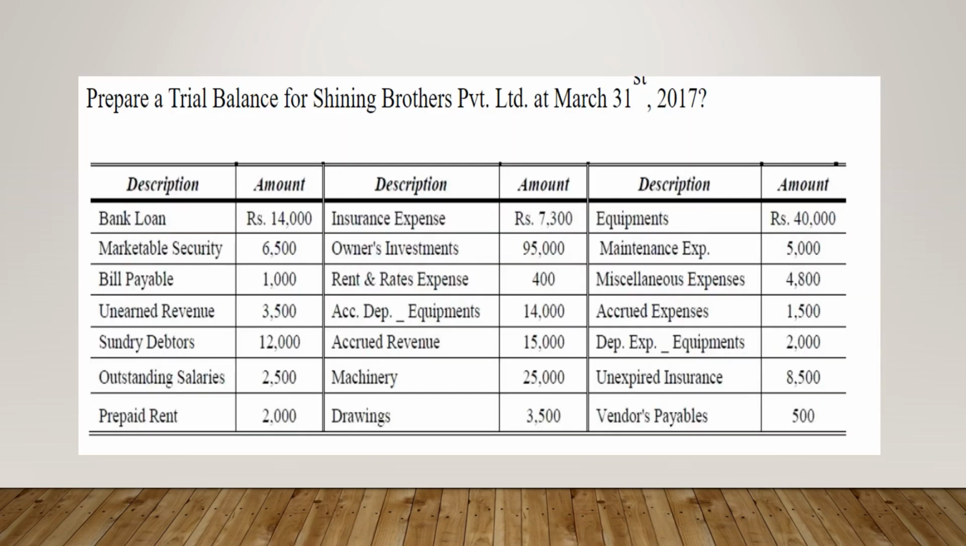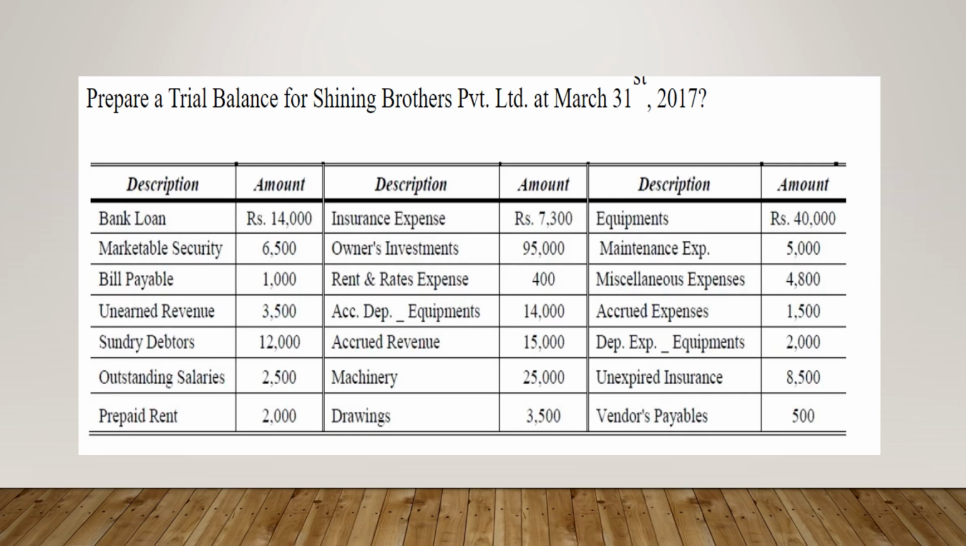Okay, so here is one question to solve so that we can learn how to prepare a trial balance. As I told you, there is always a date specified because we always write the date on the top, as to at which date we are preparing a trial balance. So here we have to prepare a trial balance for Shining Brothers Private Limited as on March 31st, 2017. This is the information that is given for preparing a trial balance.